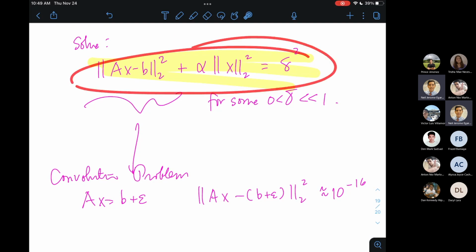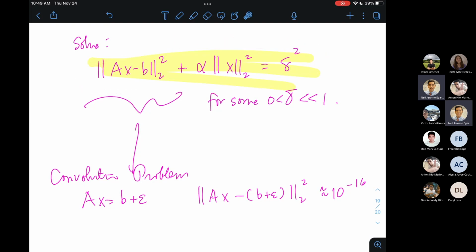So sabi niya, wala naman solution yung pinapasolve mo sa akin eh. Kasi kung anumang x yung piliin ko, I couple it with even a very small or very large alpha, I cannot get the delta squared. Yun yung naging problema ko rito.